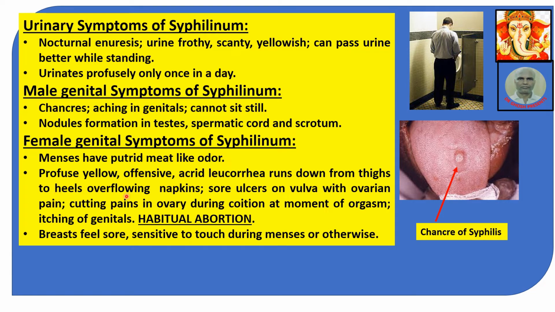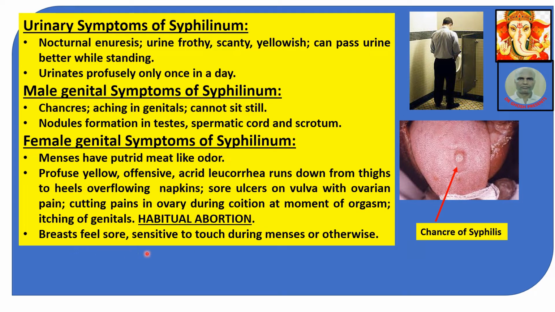Profuse yellow, acrid leucorrhoea runs down from thighs to heels, overflowing napkins. Sore ulcer on vulva with ovarian pain, cutting pain in ovary during coition at moment of orgasm, itching of genitals, habitual abortion. Mind, habitual abortion. Syphilinum is one of the greatest remedies to prevent habitual abortion.